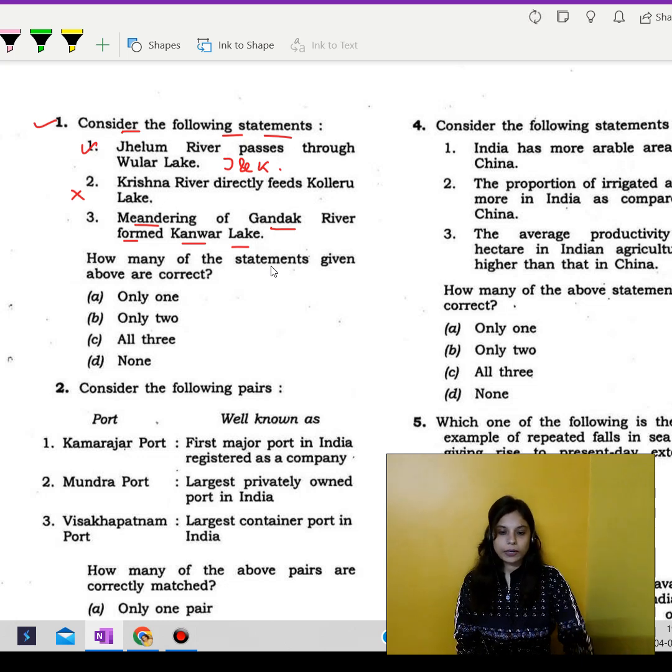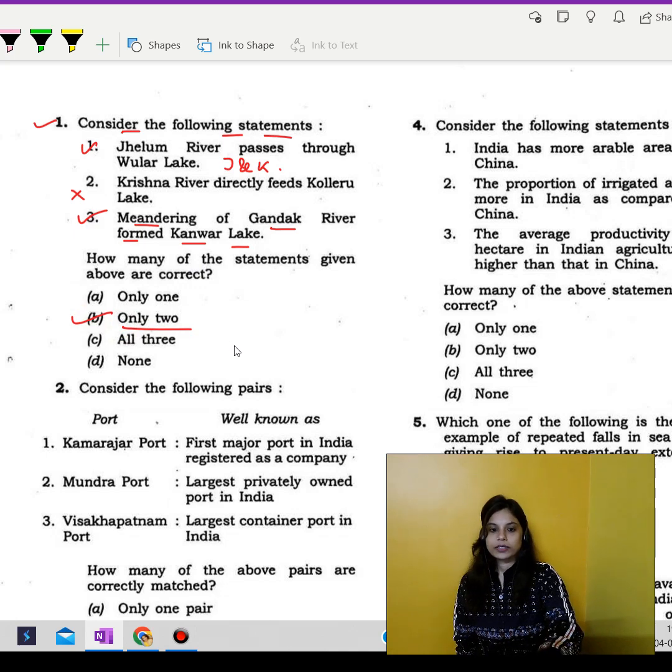You all have heard about the town Begusarai. It's located towards the northwest side, 22 kilometers from the Begusarai town, and it is a residual lake, we can say, which is formed due to the meandering of the Gandak River. So, it's a tributary of Ganga in the geological past. So finally, we can say this third point is also correct. So therefore, we can say only 2 would be the correct answer.